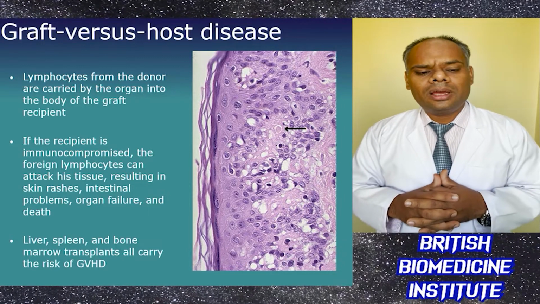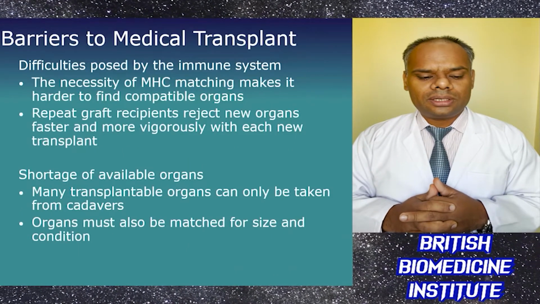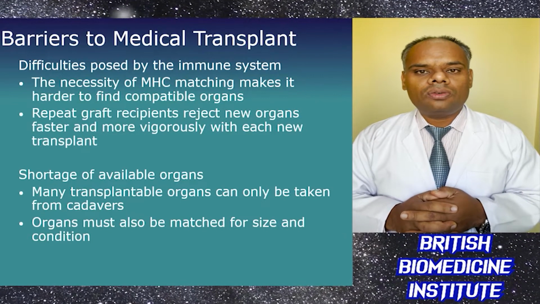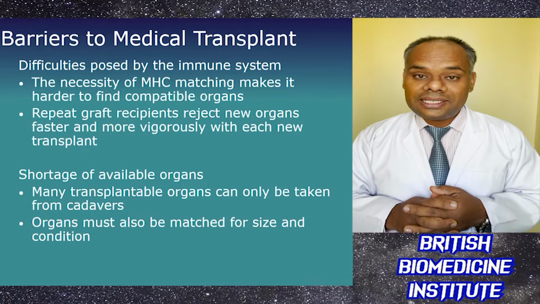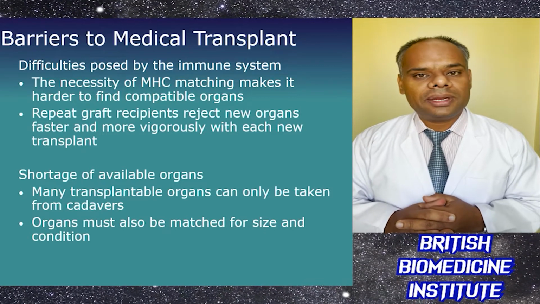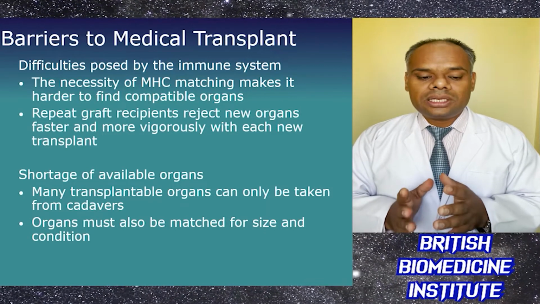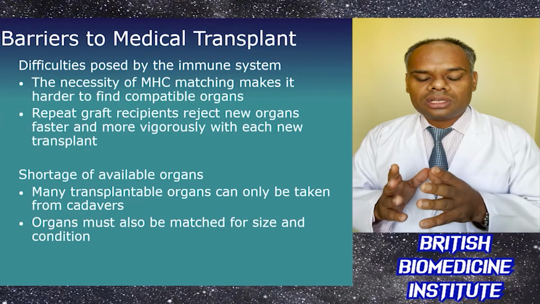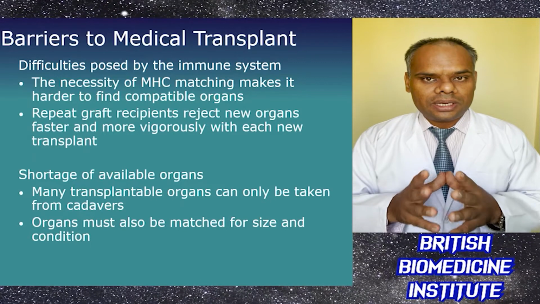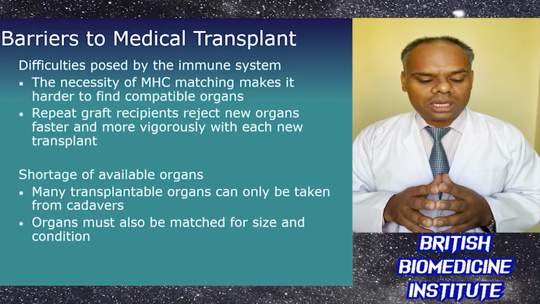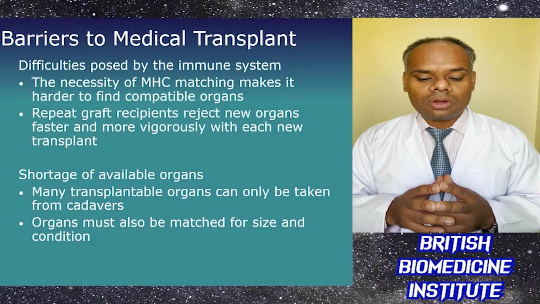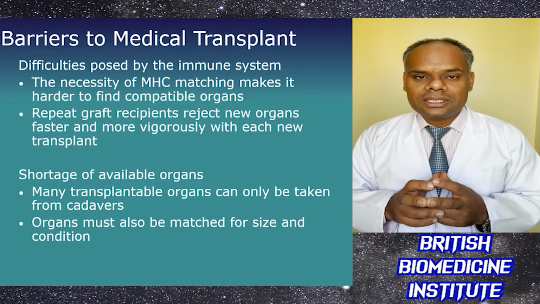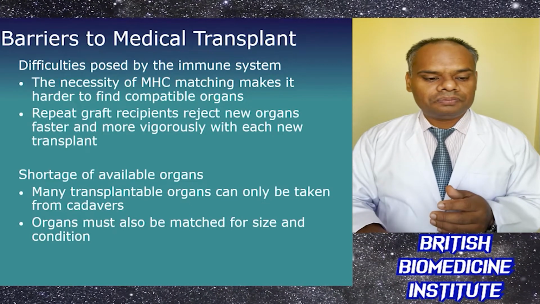So there are various barriers to medical transplant. Difficulty posed by the immune system: the necessity of major histocompatibility matching makes it harder to find a compatible organ. Repeat graft recipients reject new organs faster and more vigorously with each new transplant. There is also a shortage of available organs, as many transplantable organs can only be taken from cadavers. Organs must also match in size and condition.